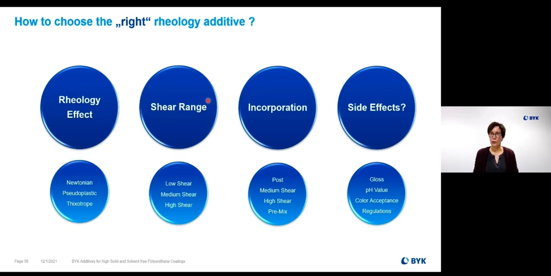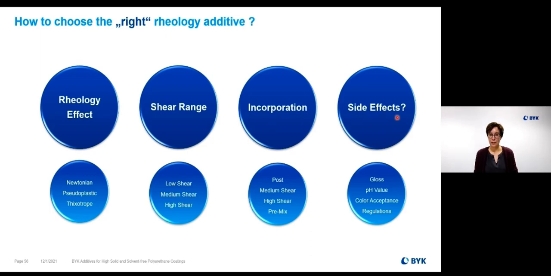What is the shear range of my application? Do I only need something for anti-settling, for storage stability? So that means, do I talk about low shear, medium shear, or high shear applications? Which possibility of incorporation do I have? Do I have the possibility to add something in post-addition? Do I only have medium shear forces? Maybe I have high shear forces? Or do I need a premix or an intermediate?